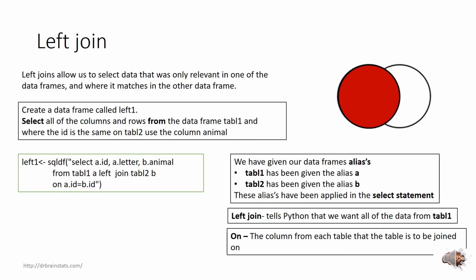Now, we have given our data frames aliases. Table 1 has been given the alias A. Table 2 has been given alias B. These aliases have been applied in the select statement. This tells SQL where the column should come from. Left join tells Python that we want all of the data from table 1. And the on statement tells Python the column from each table that the table is to be joined on.